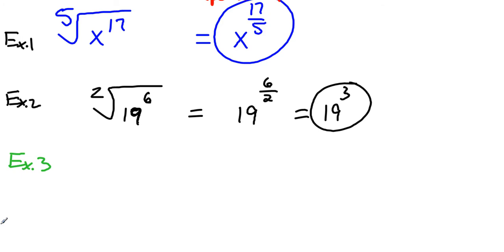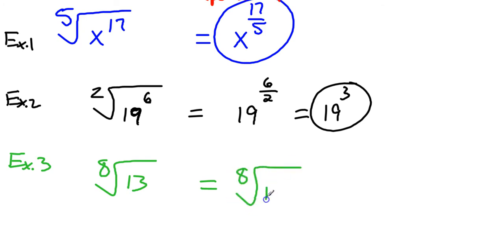So let's do this one. Here's one where we're going to do the 8th root of 13. Okay, in this case, there's no power on the 13, right? But how many 13s are there? There's an understood 1, right? So if they don't give you a power on the inside number, you just have to realize that 13 is there, so it is 13 to the 1st power. So this one would be 13 to the 1 over 8 power.